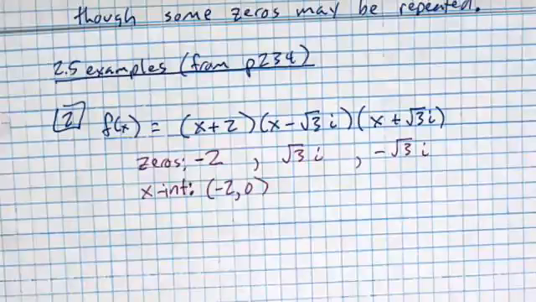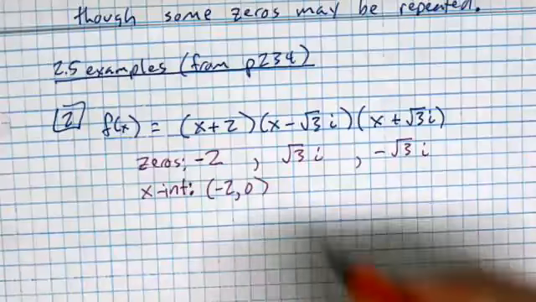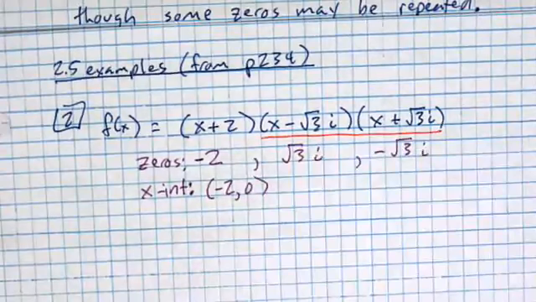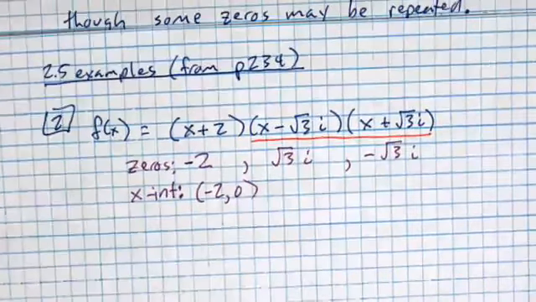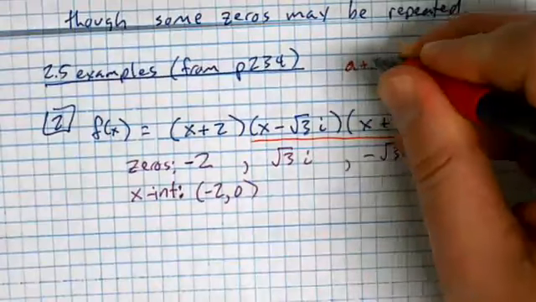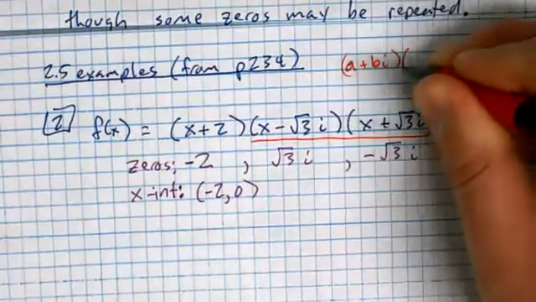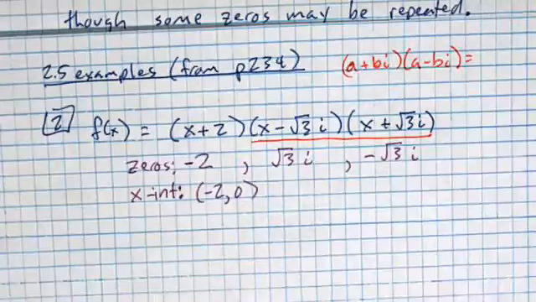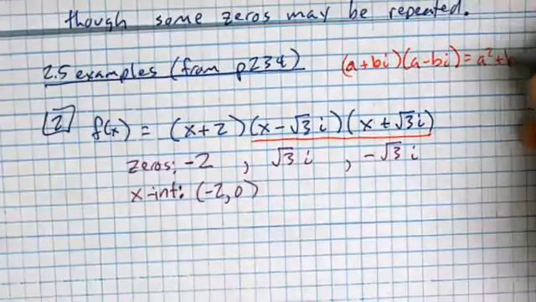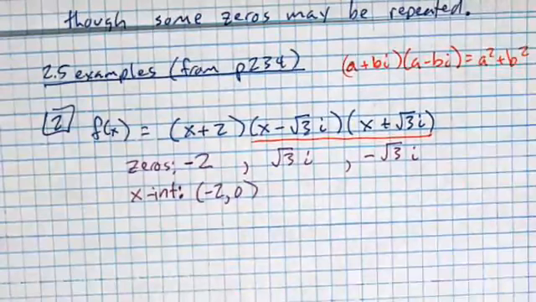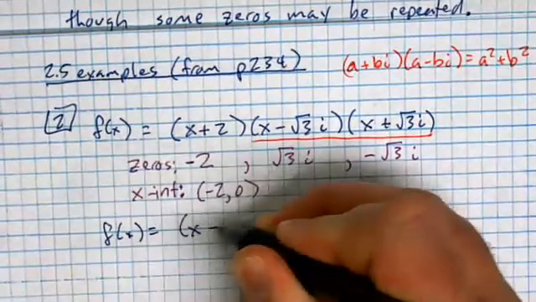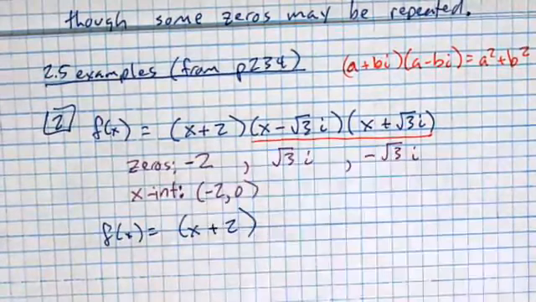Now, we learned a nice little trick. Do you guys remember the little trick that we learned for multiplying conjugates? We learned this on Tuesday. That whole thing that a plus bi times a minus bi is equal to a squared plus b squared. So let's use it. I'm going to go ahead and rewrite f of x equals, I'm going to leave the x plus 2 alone. I'm going to multiply these two factors together using that.